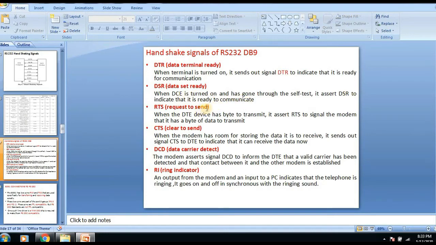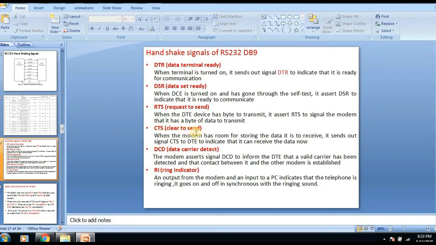So this is when the DTE device has a byte to transmit, it asserts the RTS signal to the modem that it has a byte of data to transmit. This signal is going from DTE to DCE to indicate that it has a byte to transmit. So then, clear to send.